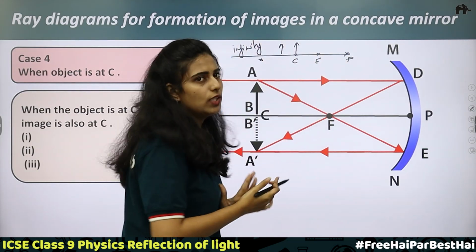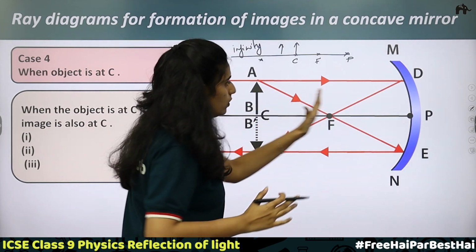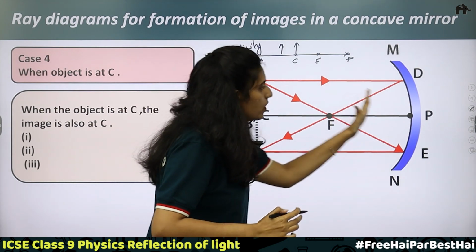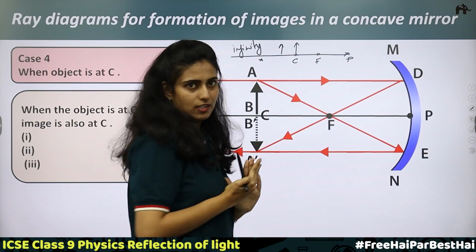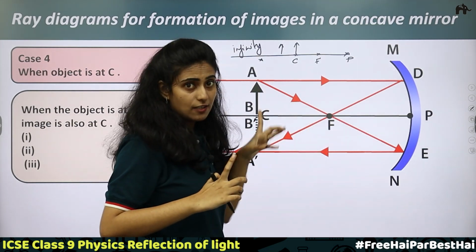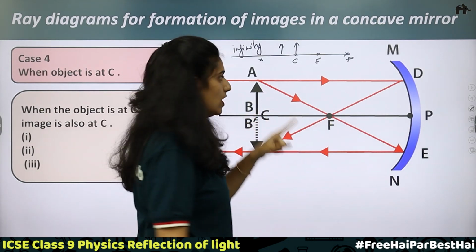So what is happening to the image? From these we have understood that when the object is moving forward, the image is moving backward. When the object is moving towards the pole, what is happening to the image? Image is moving backward. Now we'll take this case. In the first two cases, we had the image at the focus. In the third case, the image was between the focus and center of curvature. Now let's see this case.